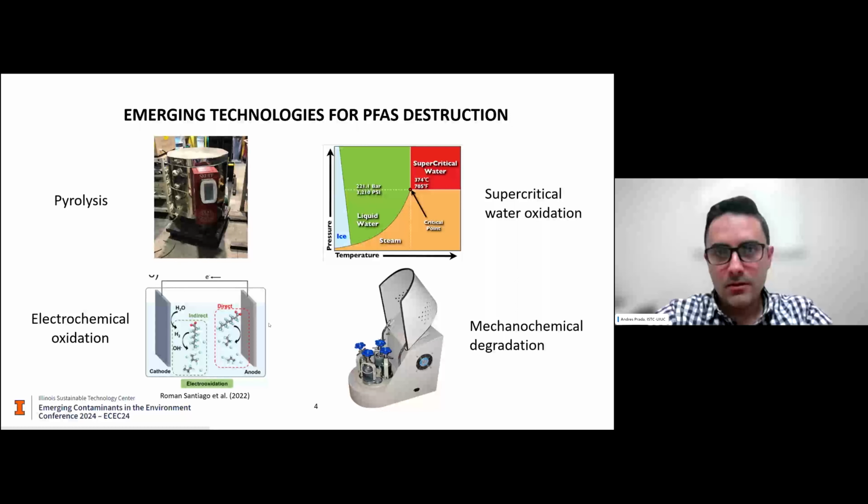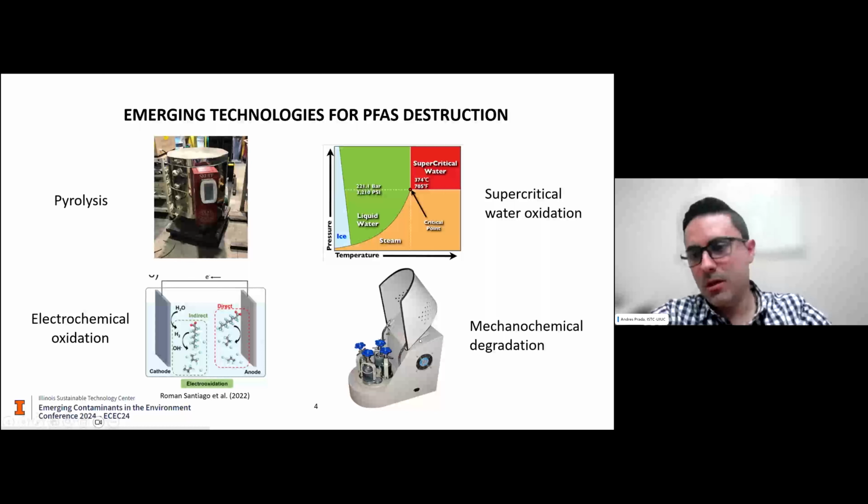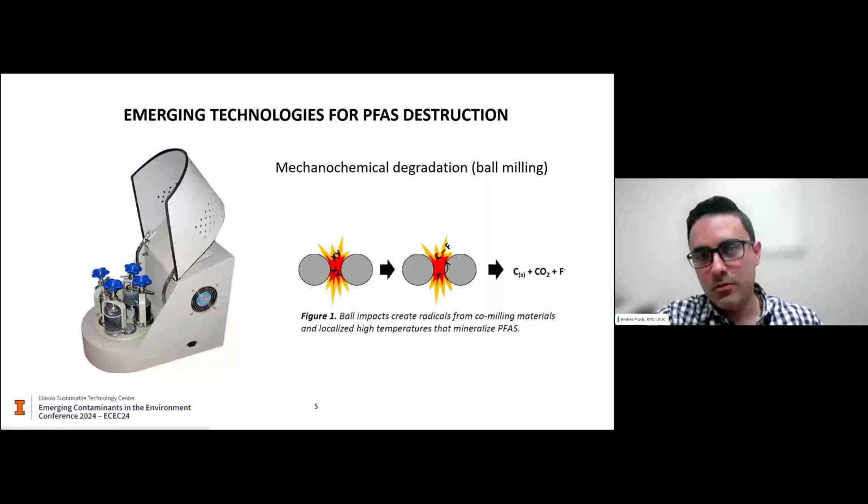They are still under research and development, but those are also listed at the EPA and include pyrolysis, supercritical water oxidation, thermochemical oxidation, and mechanochemical degradation. Today we are going to talk only about mechanochemical degradation in the form of ball milling. Here on the left side, we see a ball mill, the one that we are using here. It has some jars, and inside the jars there are stainless steel balls.